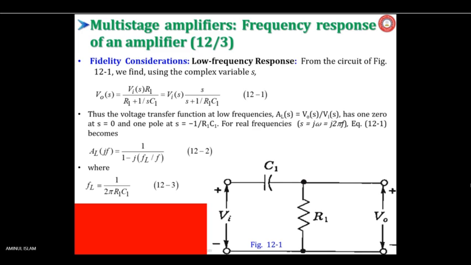The complex variable is S. Aman, you've studied pole and zero, no? Yes, I studied. Okay. So we can understand that there is a zero at S equals 0 and one pole, that is at S equals minus 1 upon R1C1. I hope it is not difficult to understand, and you have studied it in network theory somewhere in electrical, from your electrical teacher. Isn't it?